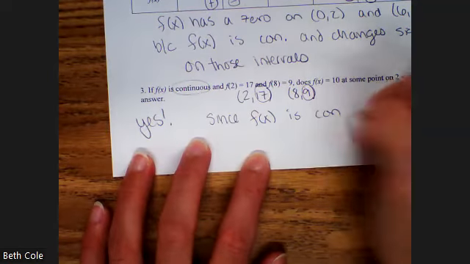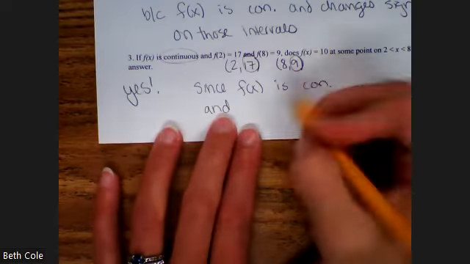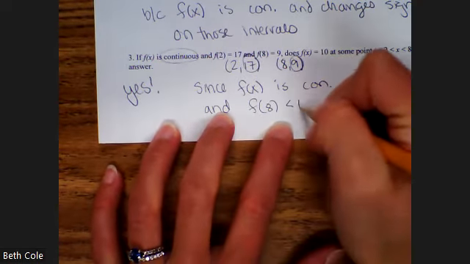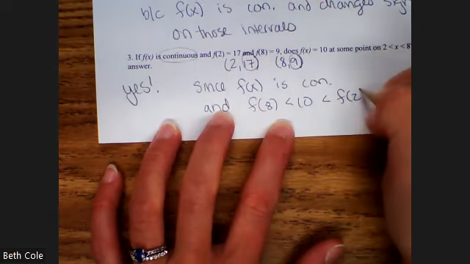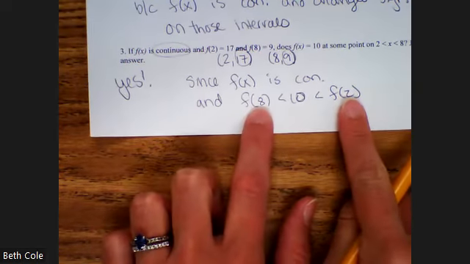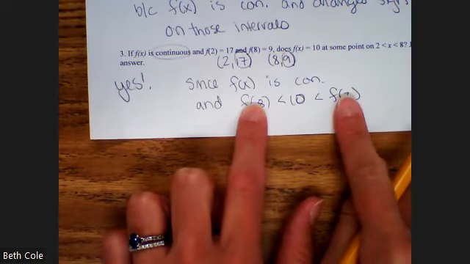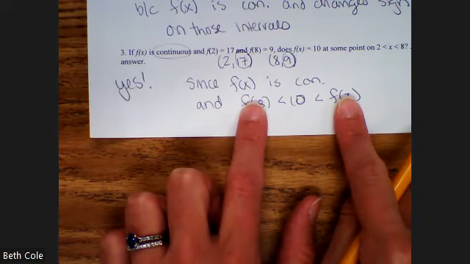Since f of x is continuous, and now again, you can write it in words. Some people prefer words to math symbols, and I totally get that. You can say 10 is in between, what was it? F of 8 and f of 2, if you want to write it out in words like that. But I think the shorter way to say it is f of 8 smaller than 10, smaller than f of 2. 10 is in between those, because this one's 9 and this one's 17. 10 is in between 9 and 17, last time I checked.